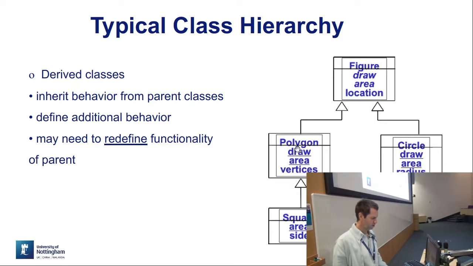And here's the behavior, draw area location. And then here we have draw area vertices, draw area radius, and area and size. Some of the behavior has been inherited, and there's usually some additional functionality that's added in children. We're going to talk about that in more detail.